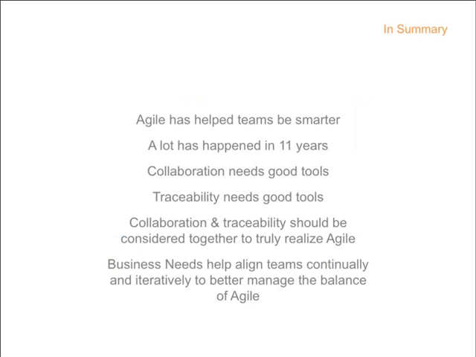So let's summarize what we've gone through here. Basically, we've talked about how Agile has really come around since 2001, and it's ultimately helped teams be smarter. Agile has been successful, there's no question. The idea of people being more collaborative, the whole idea of being iterative, these concepts have really helped teams be more successful. In my example, it helped us be successful.